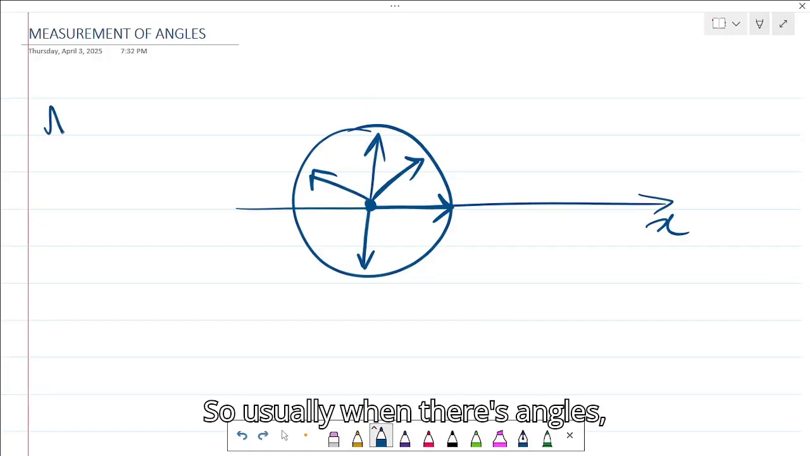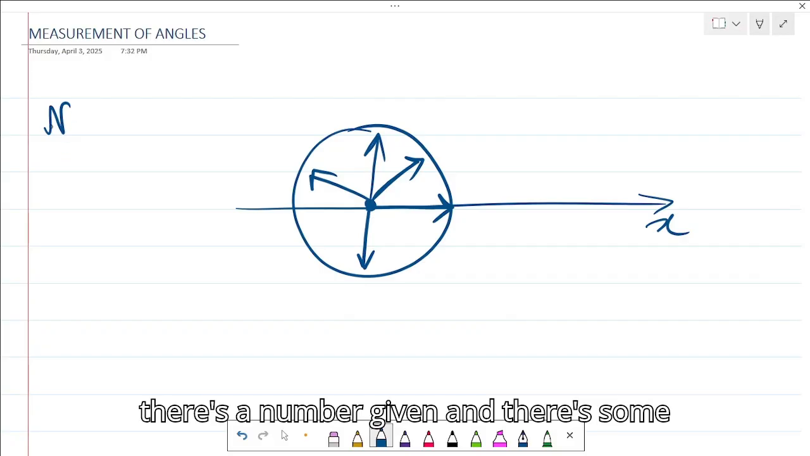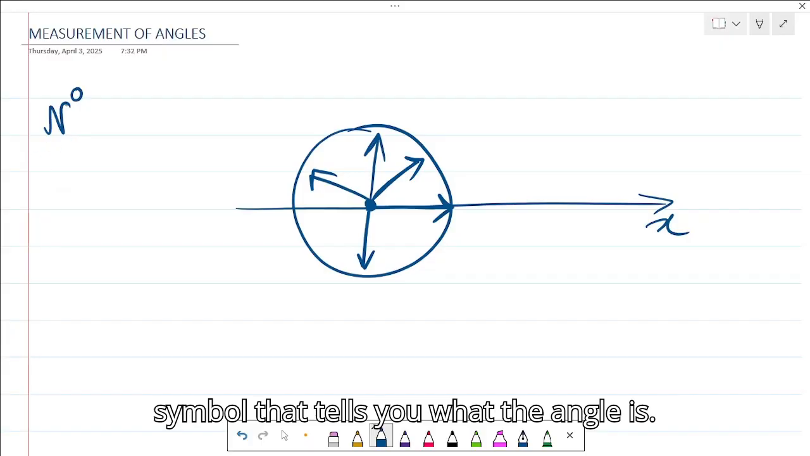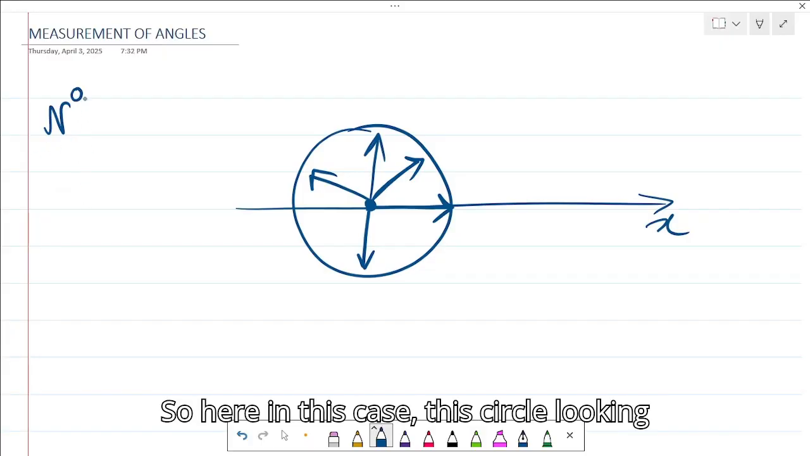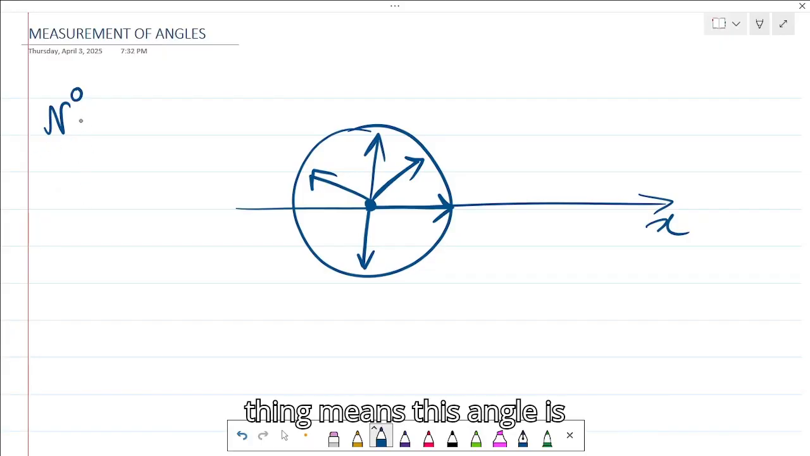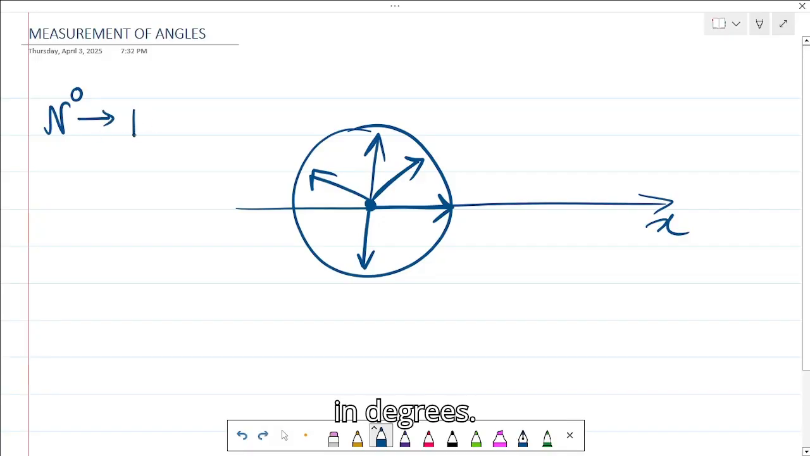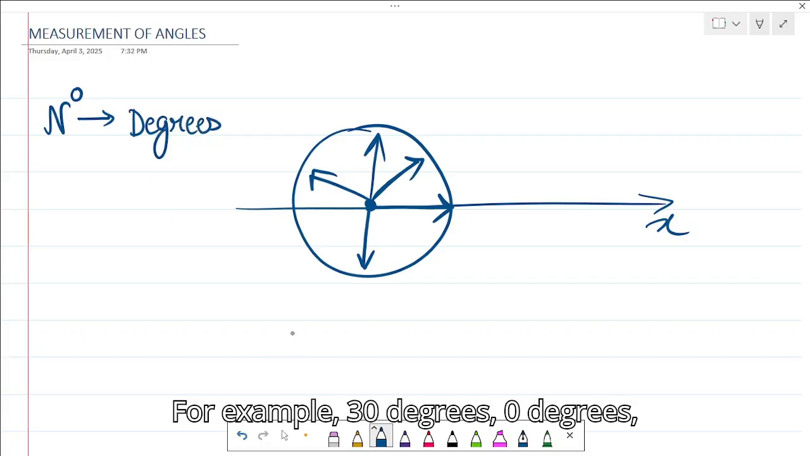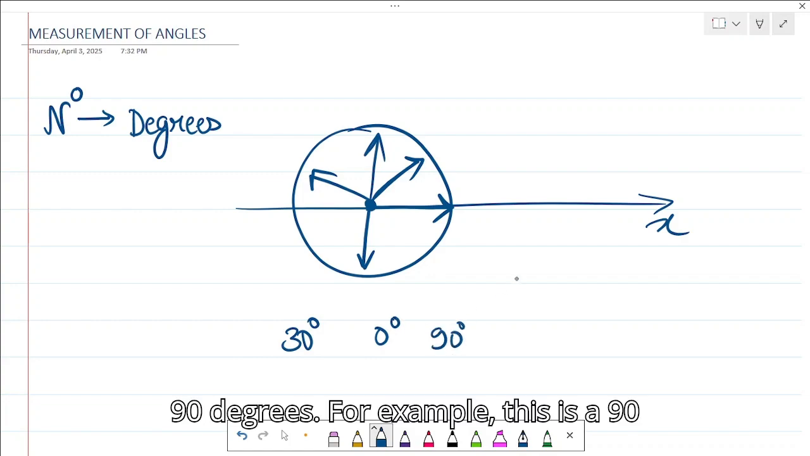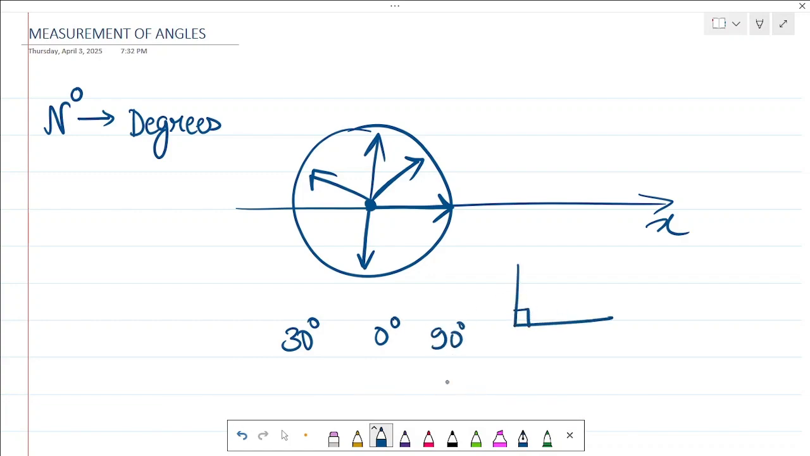So usually when there's angles, there's a number given and there's some symbol that tells you what the angle is. So here in this case, this circle looking thing means this angle is in degrees. For example, 30 degrees, 0 degrees, 90 degrees. For example, this is a 90 degree.